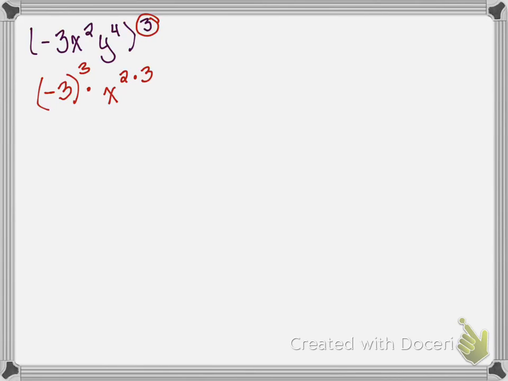Okay? Y to the fourth times 3. Okay? What is 3 times 3 times 3? It is negative 27. Tell me why it's negative.